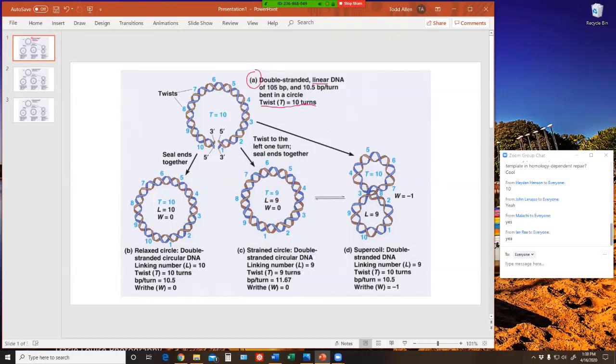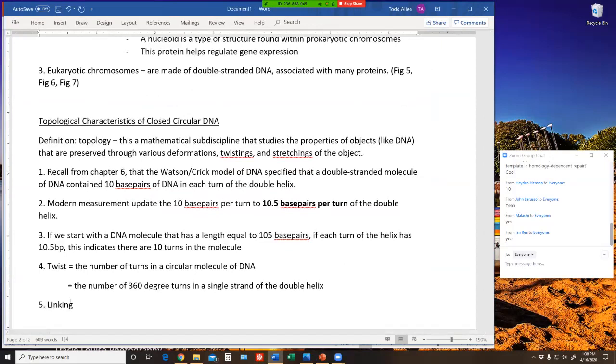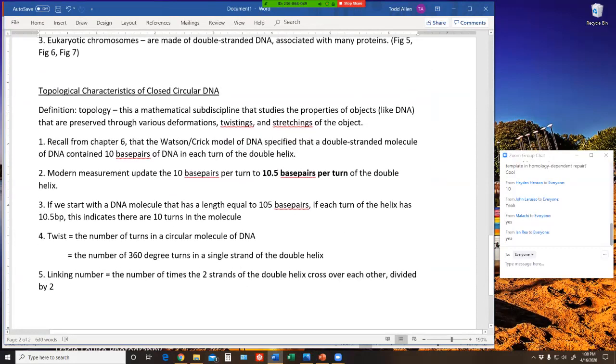Okay, let's define linking number in your notes. Linking number is the number of times the two strands of the double helix cross over each other divided by 2. So in our example, we counted 20 crossings. You divide by 2, that's your linking number. All right, I will be coming back to this if you haven't quite finished your writing on it.